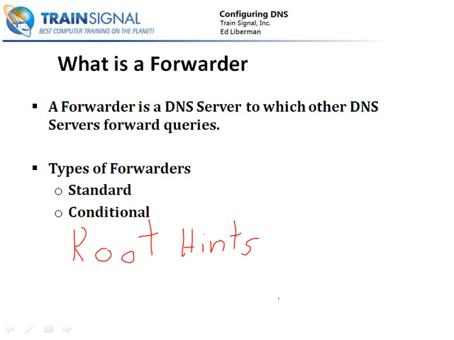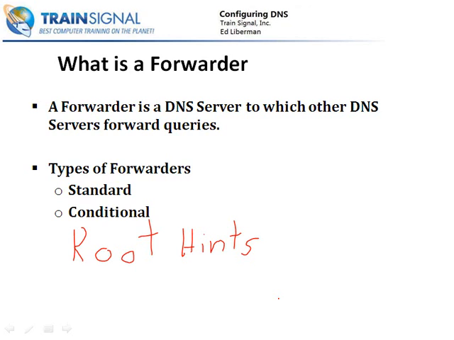But the other two types of forwarders are what's called standard, which is where a DNS server has been configured to look to another DNS server if it doesn't know the answer. So I'm a DNS server and I get a query and I don't know the answer. Oh, but look, I've been configured to go ask this other DNS server over here. So I'll just pass along that request.